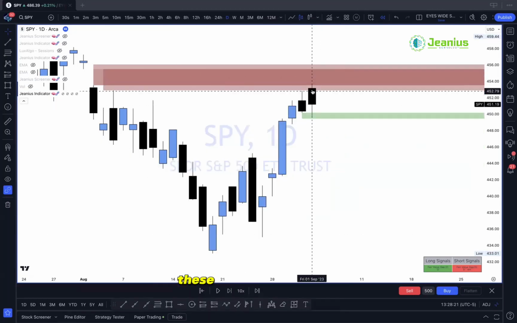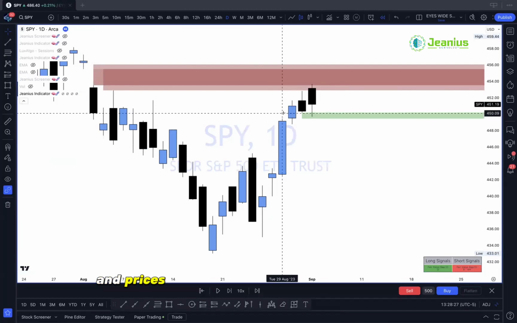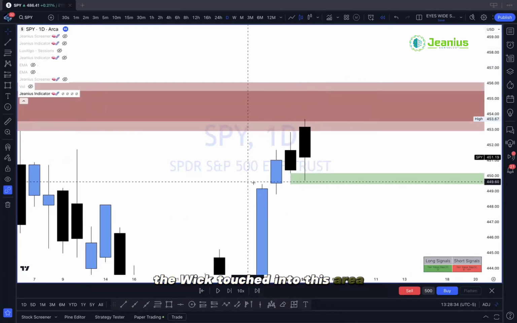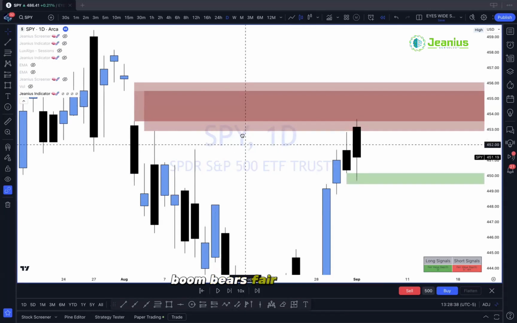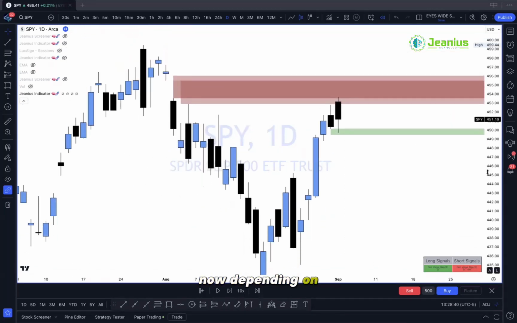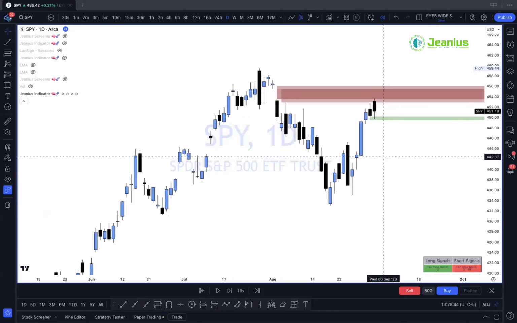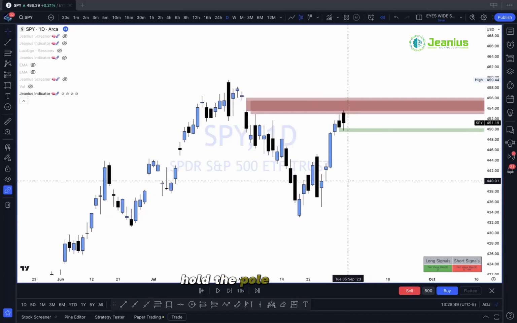So right now these two are remaining because price is still touching this fair value gap here and price is still touching this fair value gap here. That's where you see this wick. The wick touched into this area, boom, fair value gap. The wick touched into this area, boom, bearish fair value gap. Now, depending on the structure of the overall price action on the time frame, that would determine which one of these fair value gaps holds precedent.